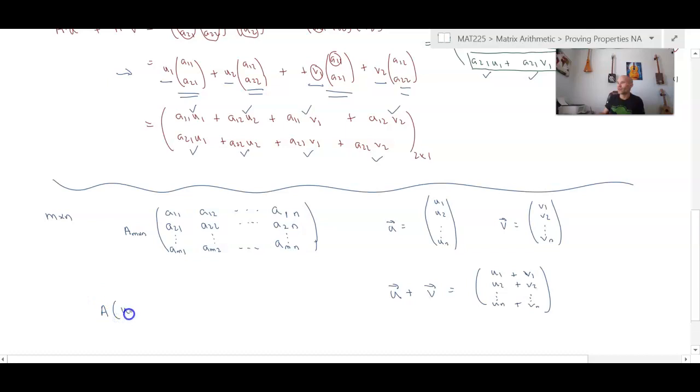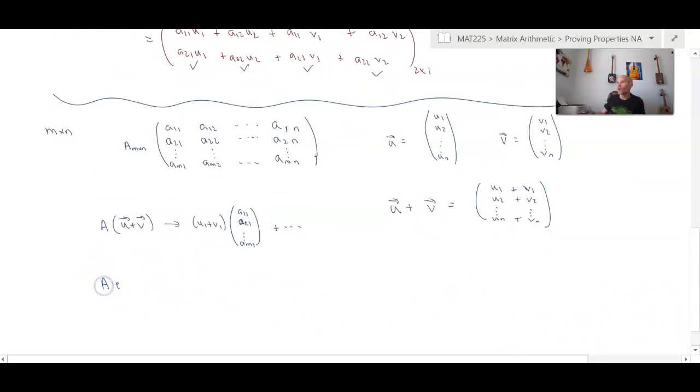We would again have to take u plus v and write it in its generic form. We would get u1 plus v1 times a11, a21 down to am1, and we just have a whole bunch of these terms. And then to do the right-hand side expansion, we would again have to do something involving u1 times the first column of A, a11, a21, all the way down to am1, and we'd have a bunch of these terms, and we'd have to logically show that they add together. Okay, so that's just the outline that I'm trying to illustrate here.